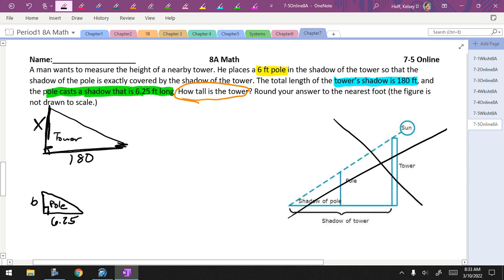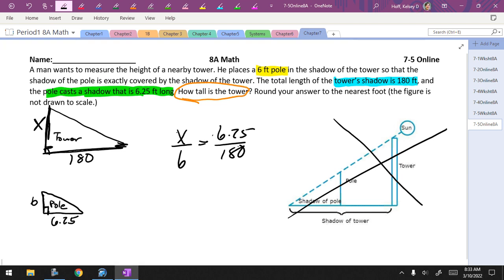Okay? Who can set it up for me? Raise your hand. Who can set it up? Marilyn, what you got? X over 6, and then 6.25. These two have to be from the same shape. Are these from the same triangle?